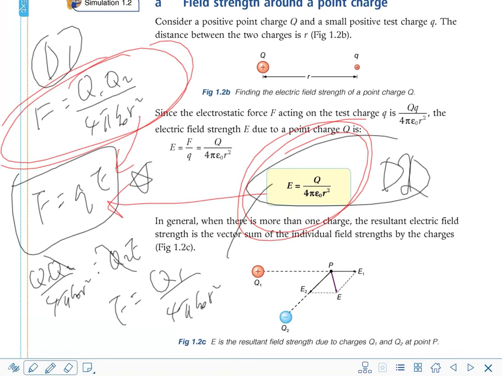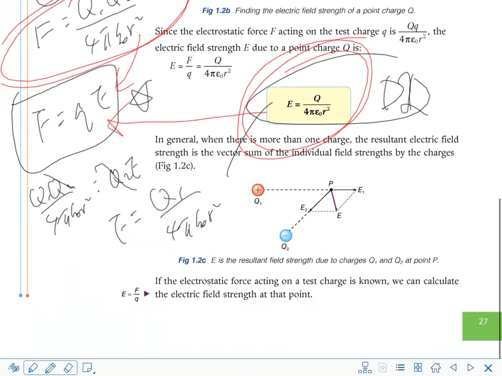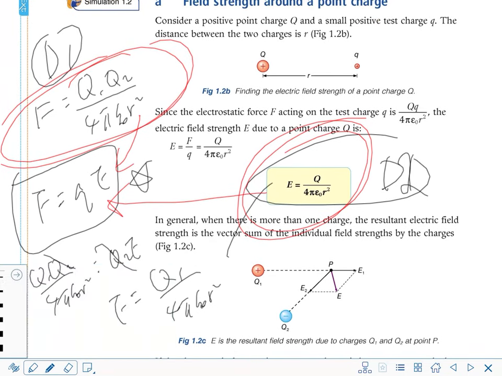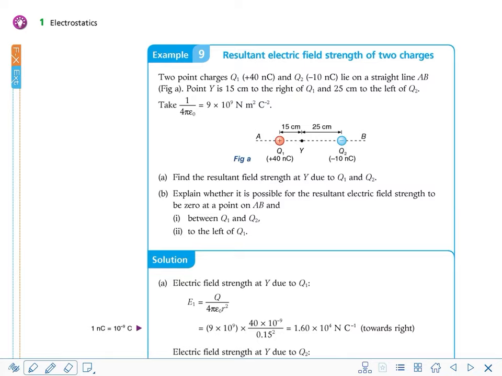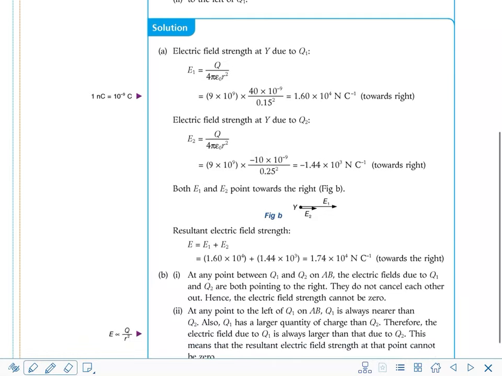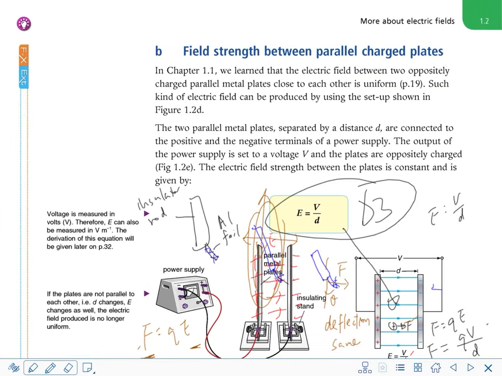Okay, now here you see, we have D2 equation. As we know, D1 equation, F equal to Q1 Q2 over 4 pi epsilon r squared. And we know the hidden equation, F equal QE. By combining these two equations, for a charge, we can find the E field surrounding the charge. The E field strength is governed by this equation, Q over 4 pi epsilon r squared. We can find the E field and electric force by using D1, D2 equations.